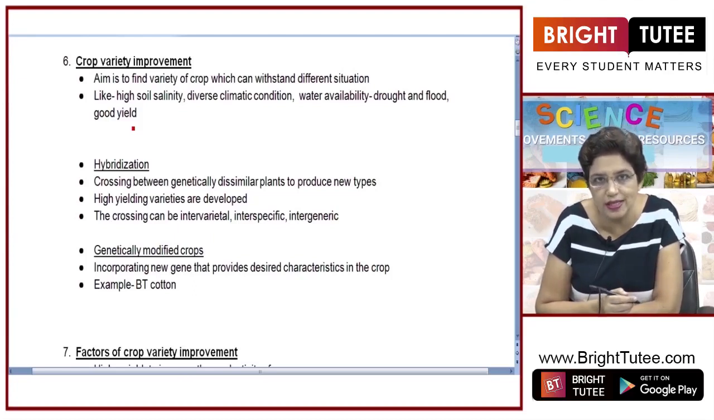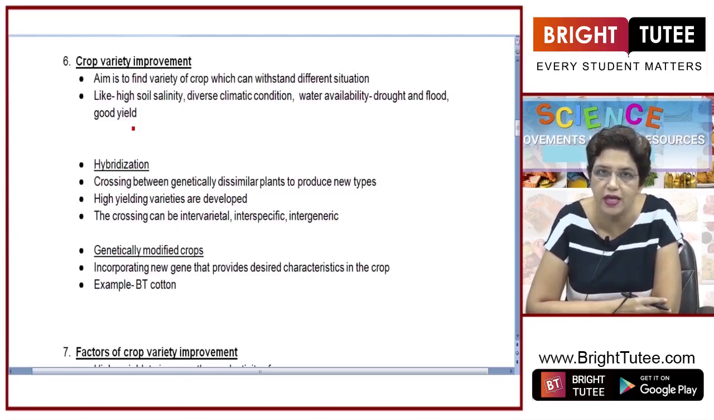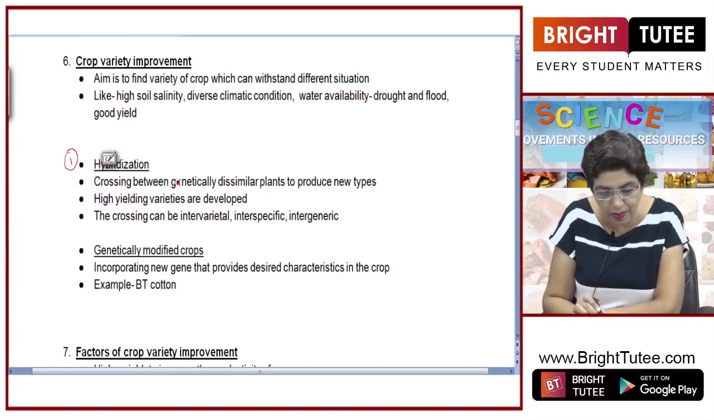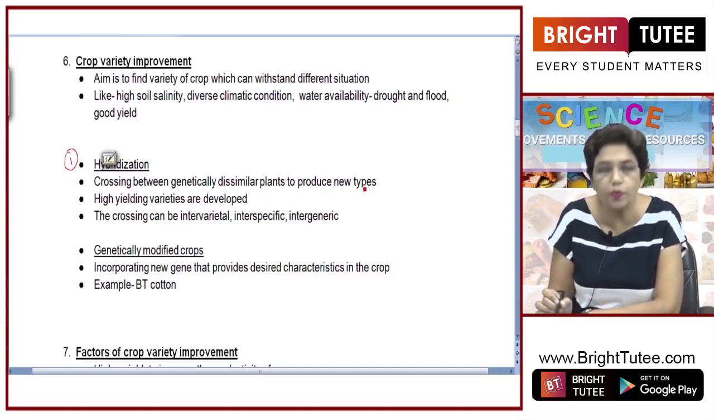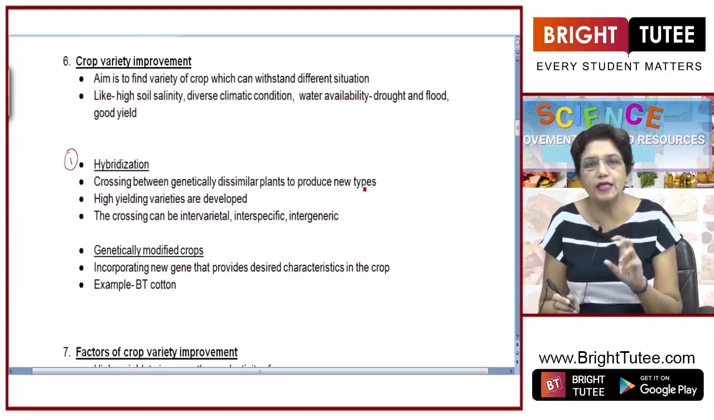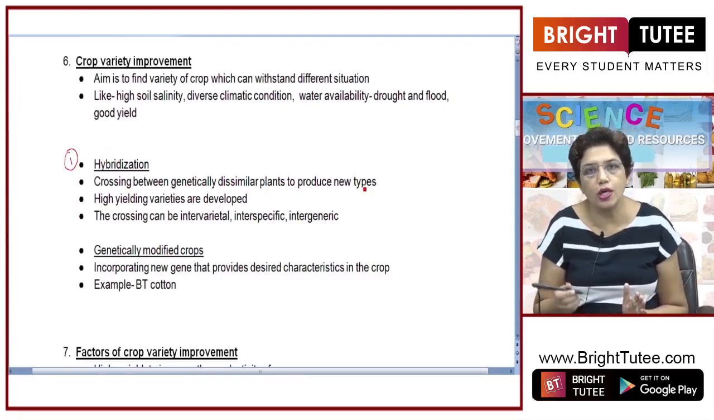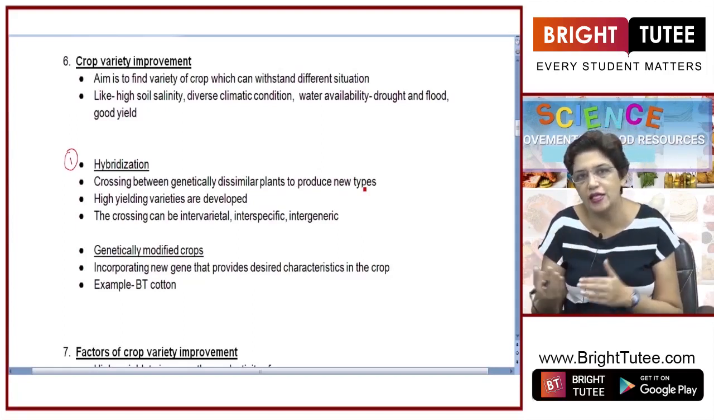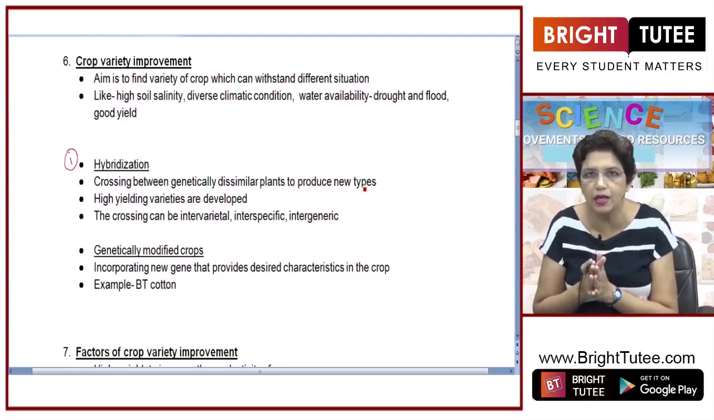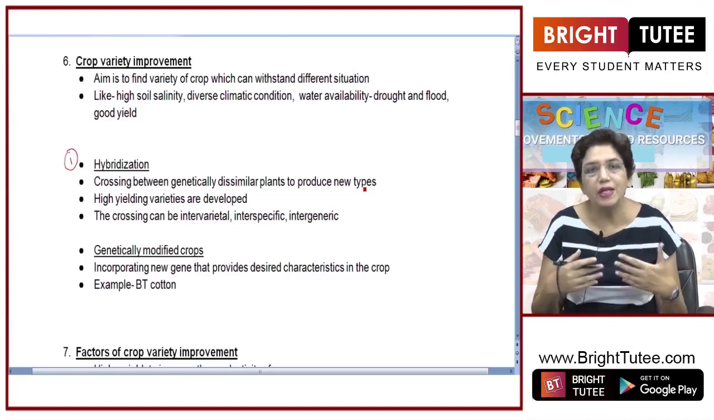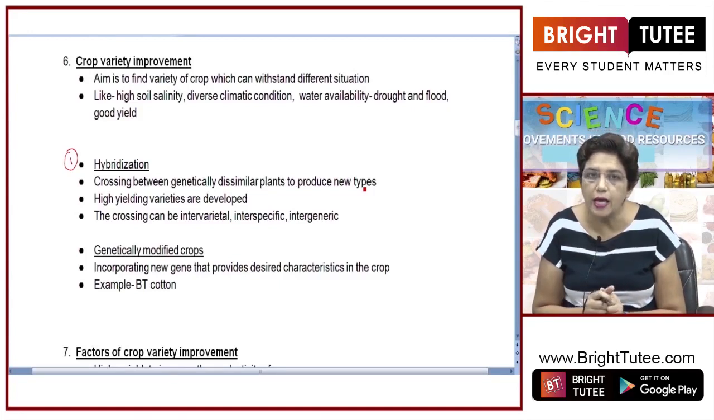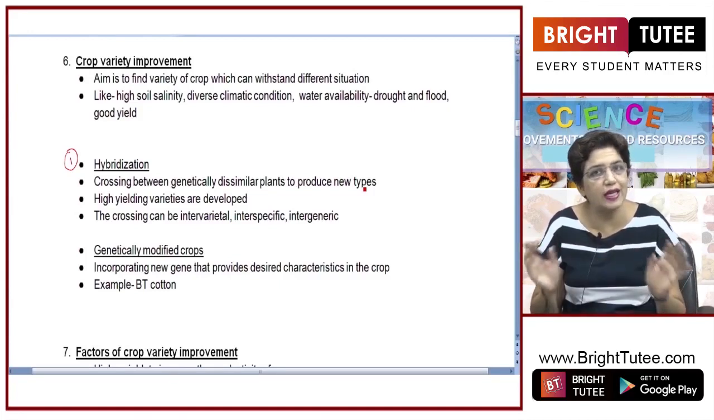Now, how is it done? How do we obtain better quality of seeds? First way is hybridization. Okay, hybrid, as the name suggests, it is crossing between genetically dissimilar plants to produce new types. So, genetically dissimilar plants, you know that reproduction occurs only when the gametes, that is the pollen grains and the ovules, are genetically similar, then fertilization takes place. But artificially, fertilization can be done in laboratories between two different types of plants which are genetically dissimilar.